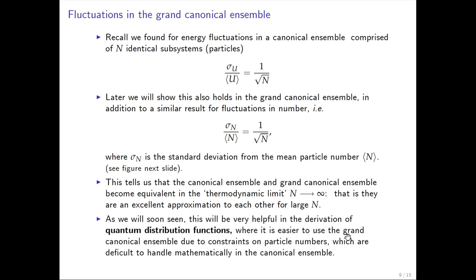Now, we'll soon see that this will be very helpful in the derivation of quantum distribution functions. That's because it's easier to use the grand canonical ensemble for quantum distribution functions, and this is due to constraints on particle numbers, which are difficult, which I have misspelled, difficult to handle mathematically in the canonical ensemble. We'll see this in the next lecture. But let's have a look at this in the present context now.